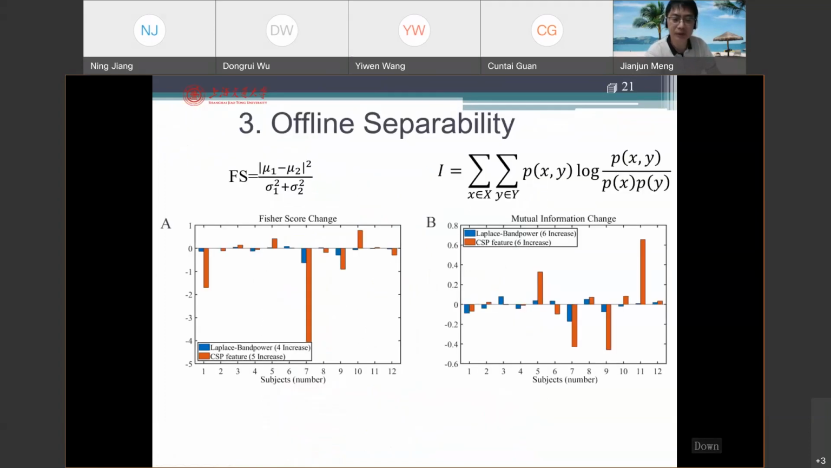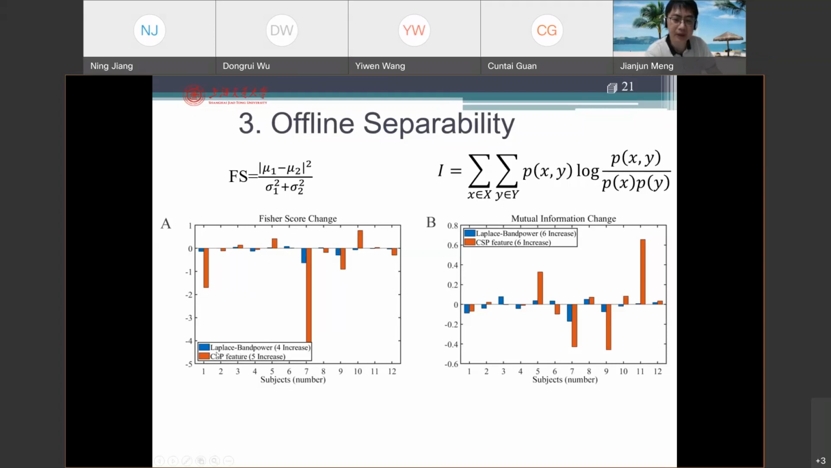And previously we mentioned that the adaptive classifier might affect the fatigue effects, since we adapt the coefficients of the classifier all the time. So the fatigue might be canceled due to the adaptive classifier. So we analyzed the change of the Fisher score and the mutual information with respect to the band power features of the last 200 trials versus the first 200 trials.